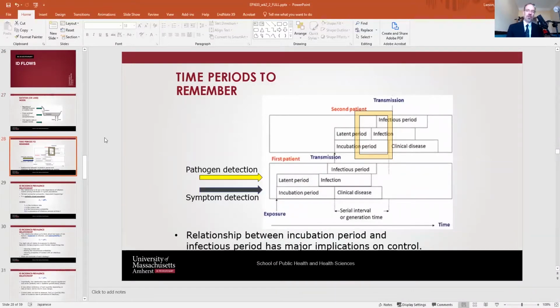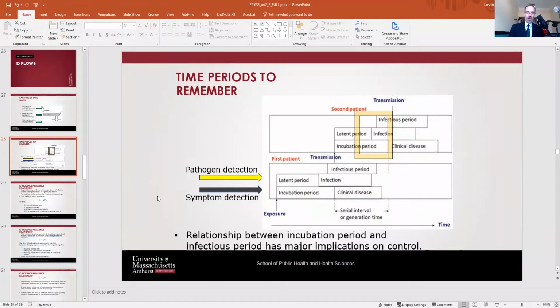So, time periods to remember. Remember last time we talked about exposure and how it progresses over time. There's a latent period, an incubation period, and an infectious period. This might not necessarily overlap with a period of symptoms or period of clinical disease, and that can differ from patient to patient.